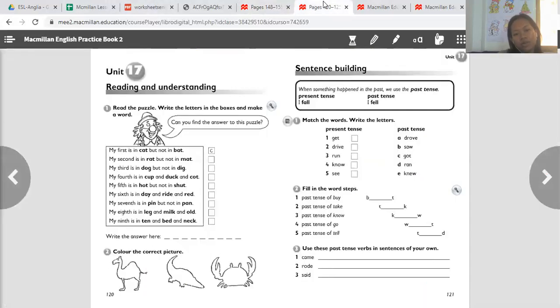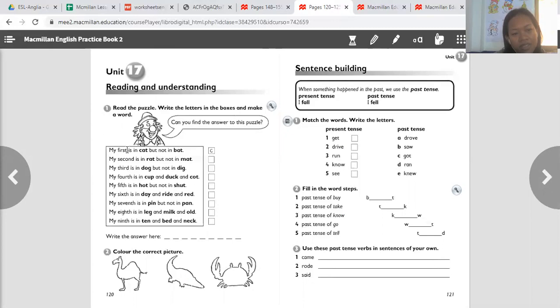All right, here we are. Let's talk about your exercise. In your exercise book, pages 120, 21, and 22. First one is reading and understanding. Read the puzzle. Write the letter in the boxes and make a word. Can you find the answer to this puzzle?